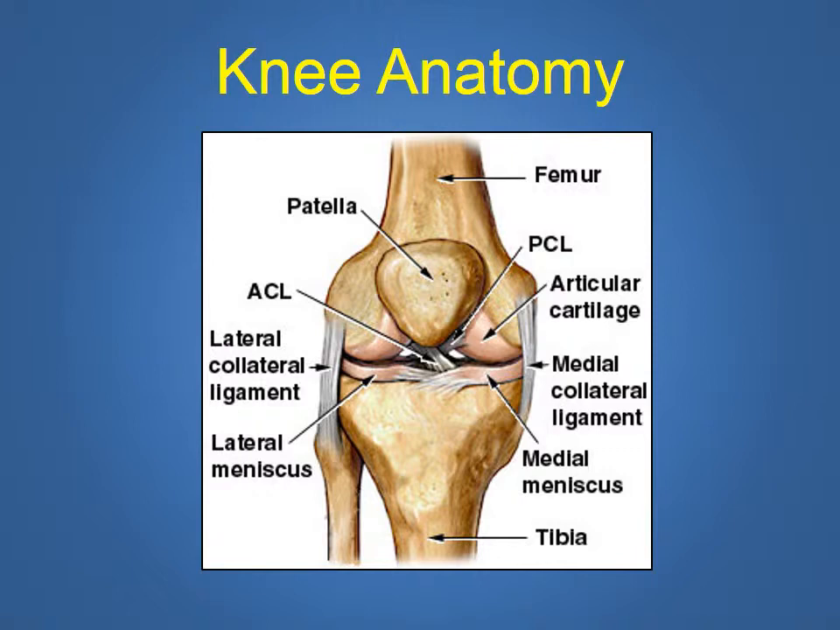Also, between the thigh bone and the shin bone, there are two soft tissue shock absorber cartilage pads known as the meniscus. The meniscus on the inside part of the knee is called the medial meniscus, and the meniscus on the outside part of the knee is called the lateral meniscus.